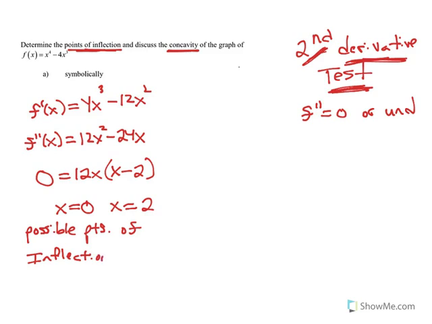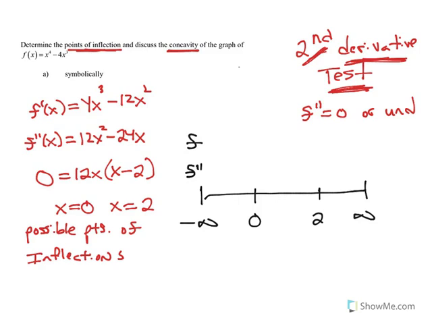So possible curvature changes. And then we'll do a second derivative test just like we did our first derivative test. So we'll set up a number line test. We'll test the whole interval from negative infinity to infinity. And our possible curvature changes can happen at 0 or at 2. And we'll look at f double prime and see what the sign is, plus or minus.